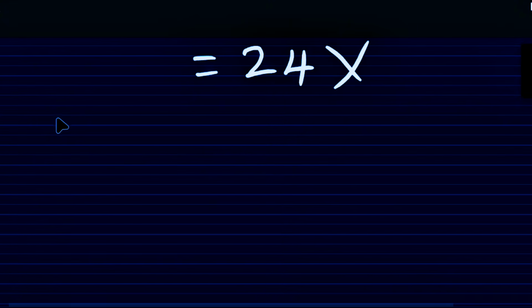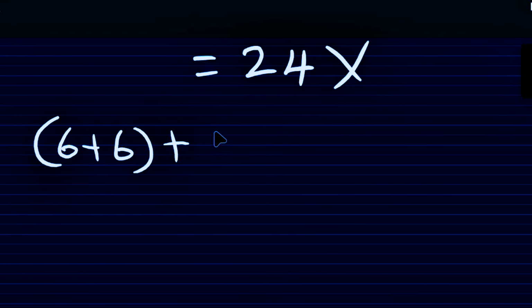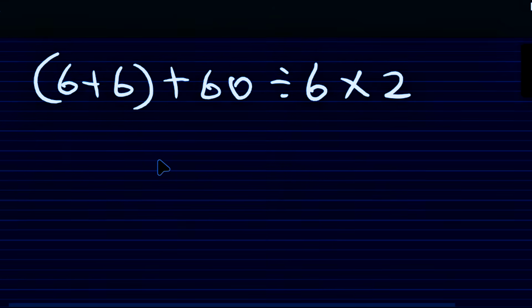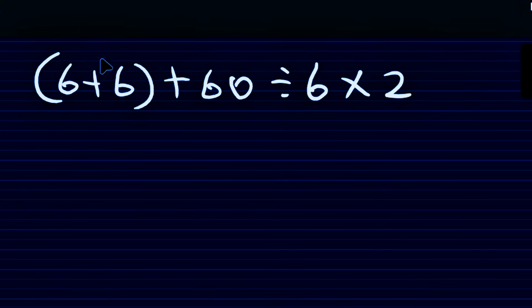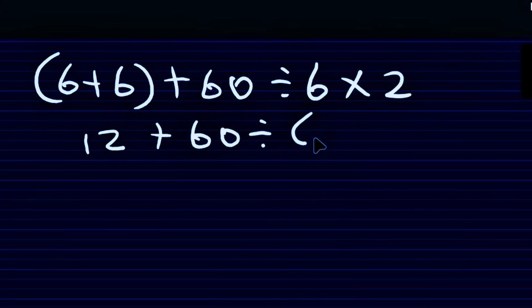Okay, now from our expression, the question is 6 plus 6 then plus 60 divided by 6 times 2. Now in this category of people, what they did was to attend to this parentheses, which is the right thing to do. 6 plus 6 equals 12 plus 60 then divide by 6 times 2. In their next step, what they did was to attend to this multiplication, because they thought that multiplication is of higher priority to division and addition.